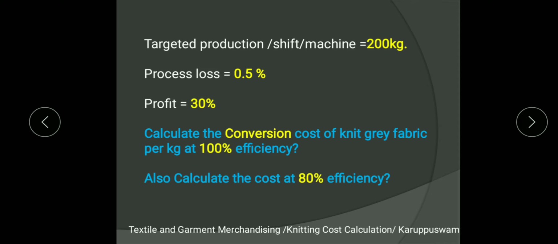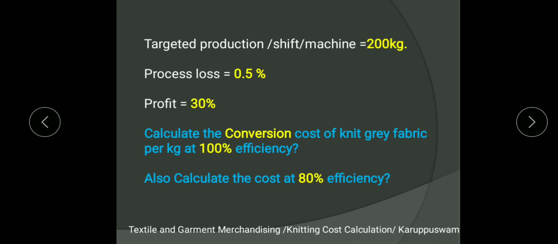Now the question is, you have to calculate the conversion cost of knit gray fabric for 1 kg at 100% efficiency. To put it in simple words, you need to calculate the cost incurred to convert 1 kg of yarn into 1 kg of gray fabric. How much cost am I spending for this process at 100% efficiency? But in textile, 100% efficiency is not possible. Why? Because we cannot avoid thread breakage, we cannot avoid needle breakage, and a lot of other difficulties are there. So we should also calculate the cost at 80% efficiency.